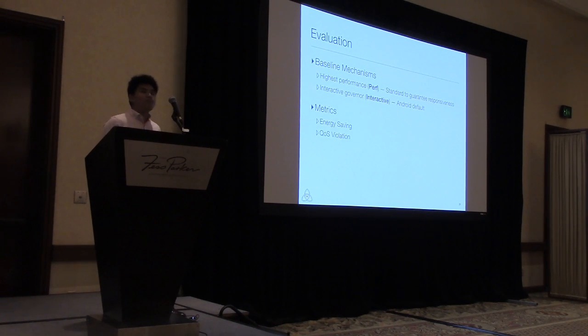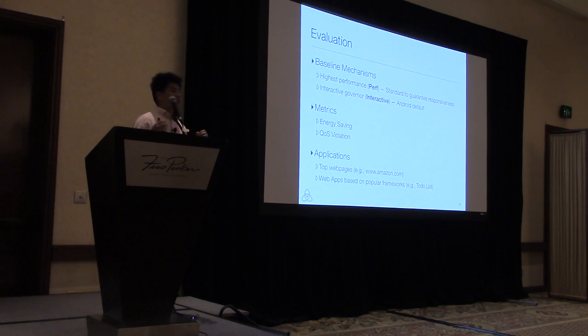We primarily use two metrics. One is energy saving, which is straightforward to understand, and the other is QoS violation, which is defined as the percentage by which a particular QoS target is exceeded. So for example, if the QoS target is 1 second and the actual execution is 2 seconds, then the QoS violation would be 100%. The applications that we use for evaluation are a mix of real hot web pages such as Amazon.com and also web apps based on popular frameworks such as a to-do list app.